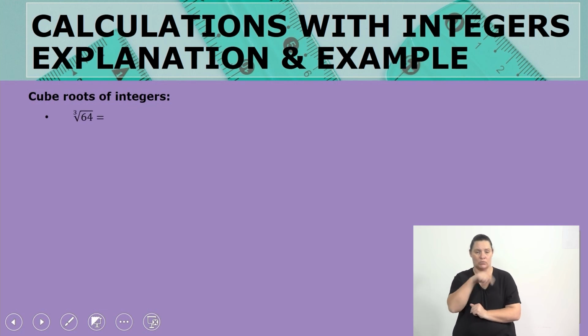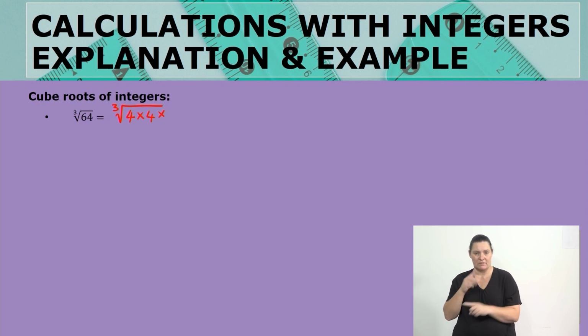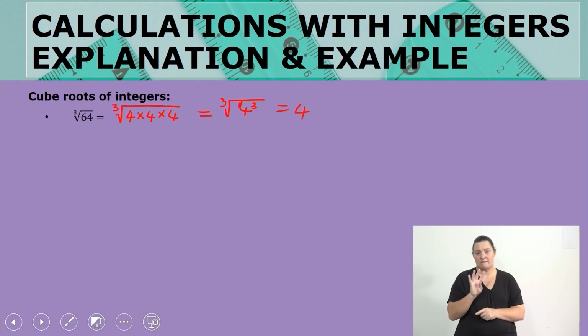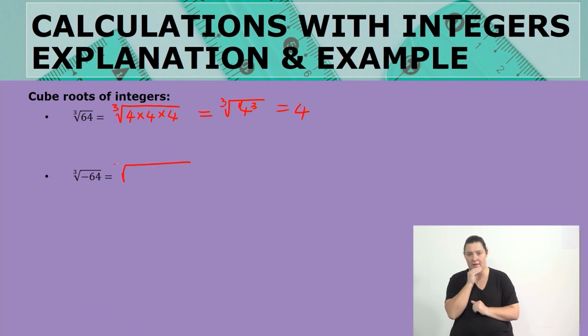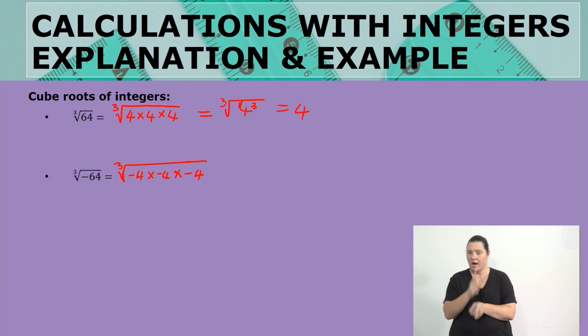Let's look at the cube roots. So the cube root of 64 is, 64 comes from 4 multiplied by 4 multiplied by 4. And that will give us the cube root of 4 cubed, and our answer there is going to be a 4. So when we look at the cube root of negative 64, that is the cube root of negative 4 multiplied by negative 4 multiplied by negative 4. And the answer there is negative 4.